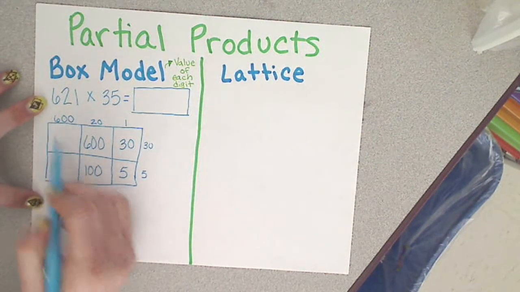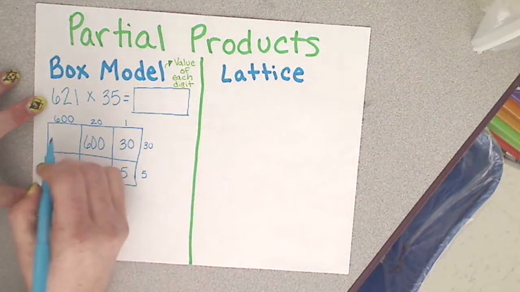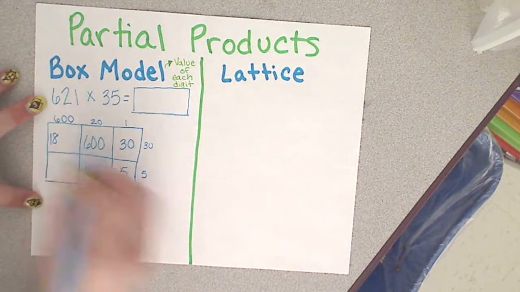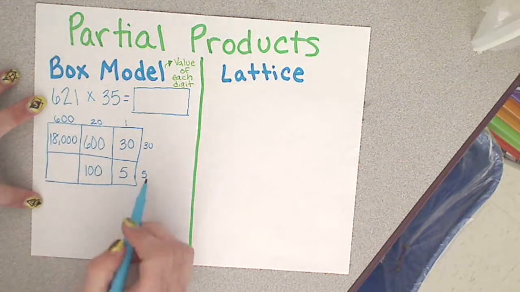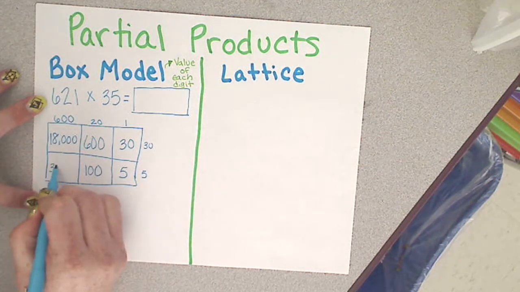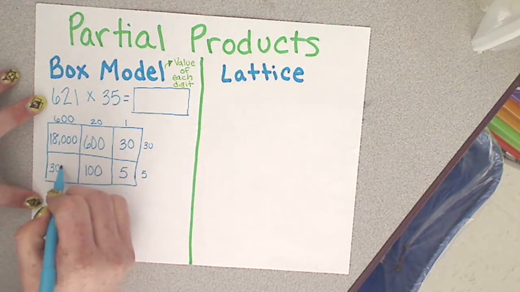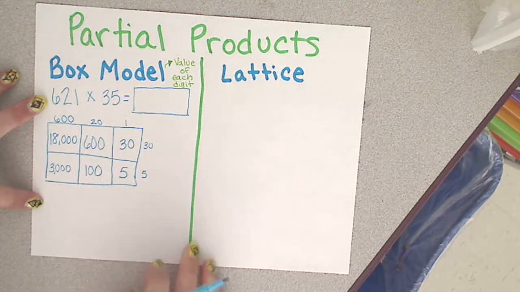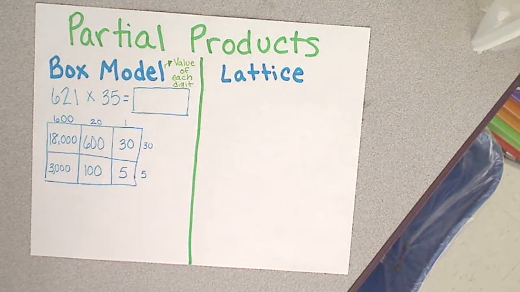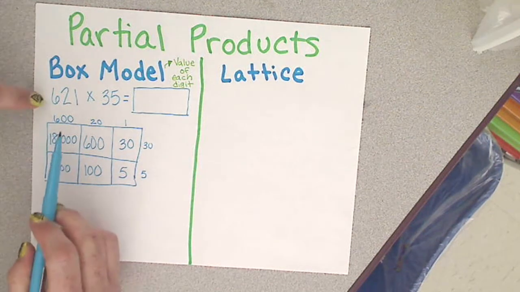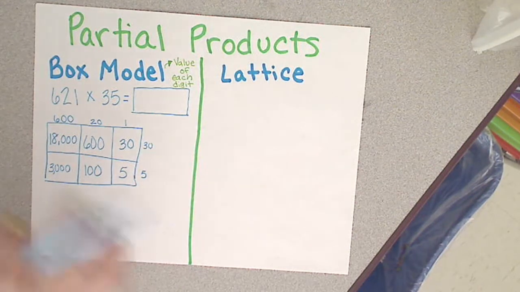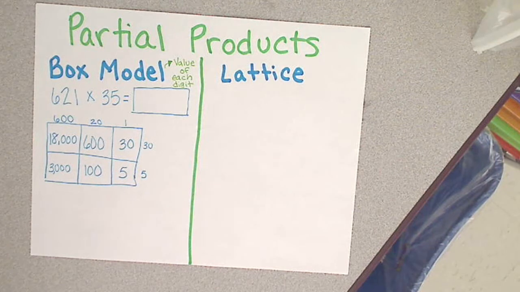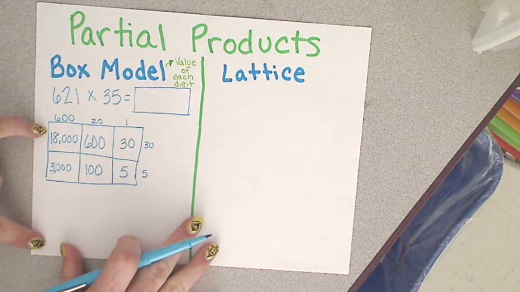Just like we did before, 600 times 30, 6 times 3 is 18, and I have 1, 2, 3 zeros to add to the end. And 600 times 5, 6 times 5 is 30, and I have 1, 2 zeros. So I have all of these partial products. I have the product of the value of the hundreds times the value of everything else, but what do you do with this? Now you have to add the partial products together.